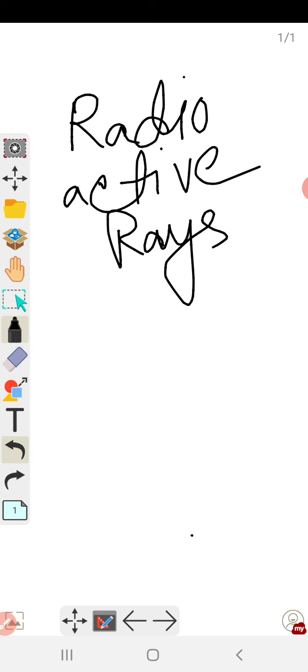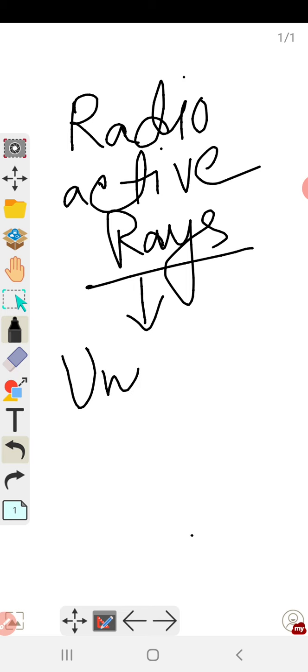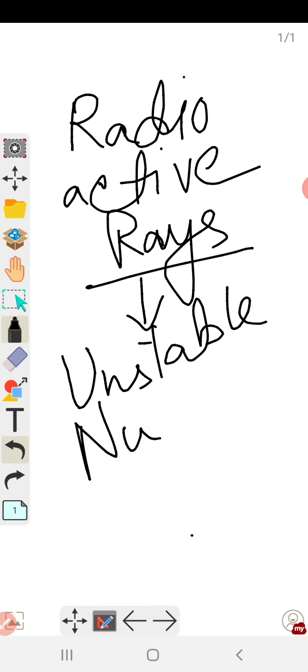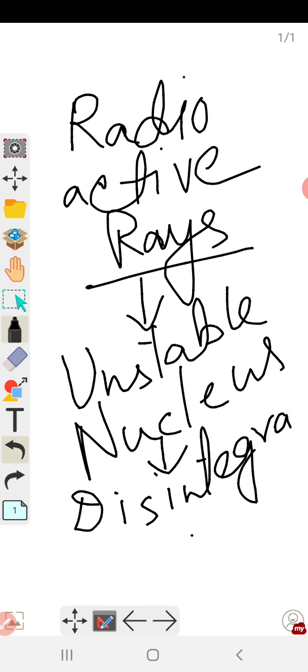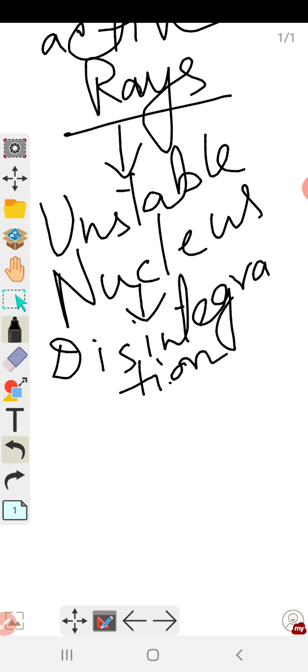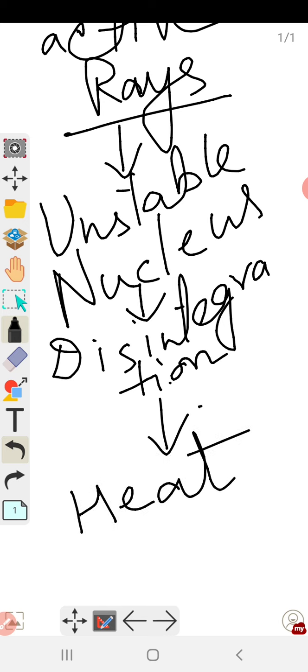Now, these three radioactive rays continuously activate on the unstable nucleus which is present within the earth's interior. When it is activating on the unstable nucleus, what is the resultant? The resultant is disintegration of this unstable nucleus. Now, when this unstable nucleus is disintegrated, what is the resultant?